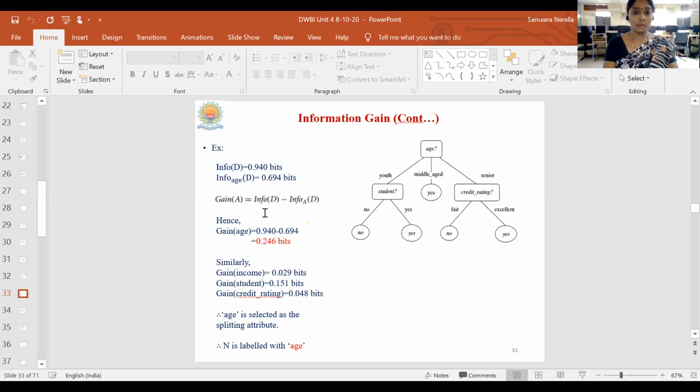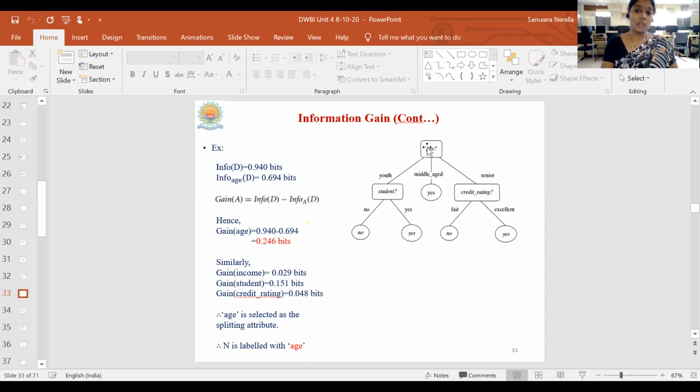By subtracting the entropy of a split from the entropy of the entire data set, we get the information gain. After that, the attribute with the highest information gain is selected as the root attribute. For example, here the information gain for age is 0.246, whereas the information gain for the remaining attributes is less than that of age. So we can select age as the root attribute in the first iteration, or the first level. That's why we have selected age as the root attribute.